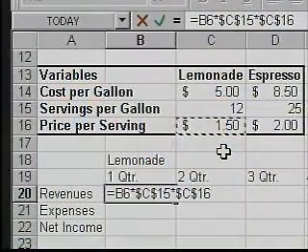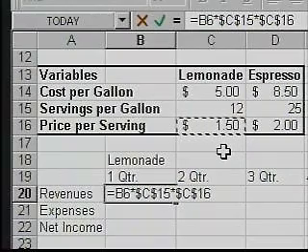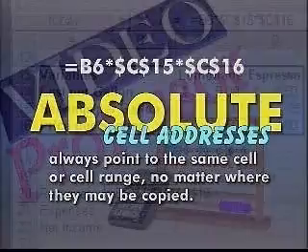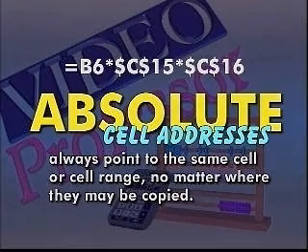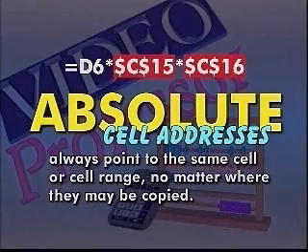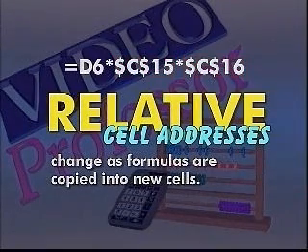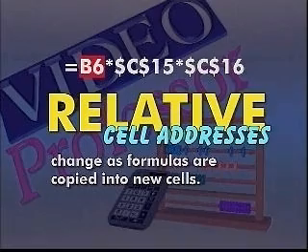Up to this point, we have worked with formulas that use relative cell addresses. So, what is the difference between the two? Well, it is fairly simple. Absolute cell addresses always point to the same cell or cell range, no matter where they may be copied, whereas relative cell addresses change as formulas are copied into new cells.